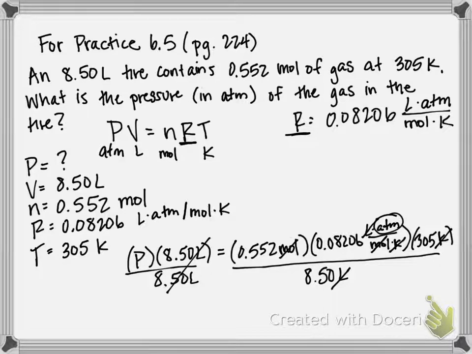So if I plug all this in and divide everything, I should get that my pressure is equal to 1.64 atmospheres. And that is your final answer for solving this ideal gas law equation problem.